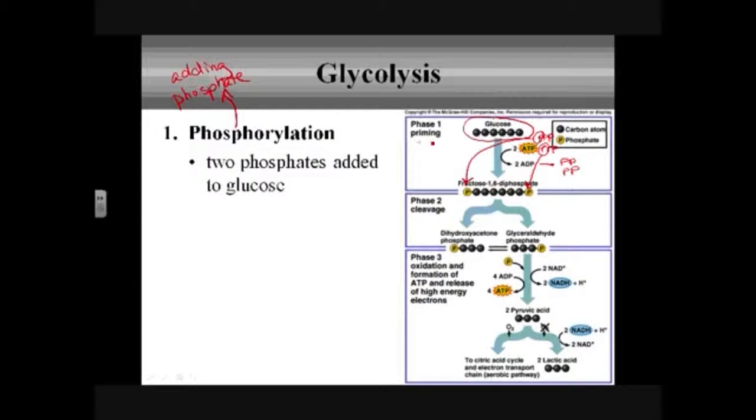So that's the first step here. We add phosphate onto the glucose molecule. And like I said, it requires 2 ATP in order to do this.